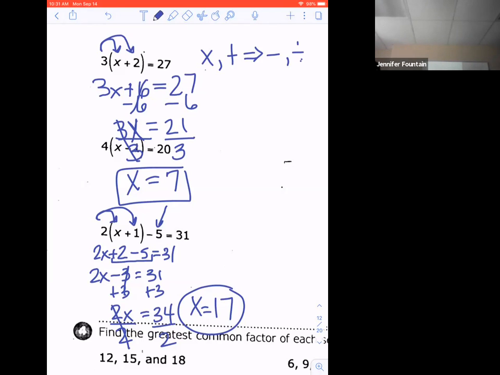Underneath that one, 2 times x plus 1 minus 5 equals 31. We had to distribute first. We had to combine like terms.